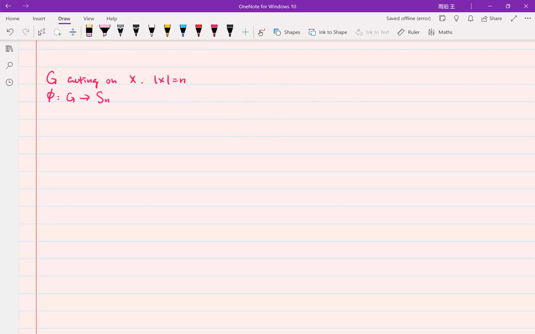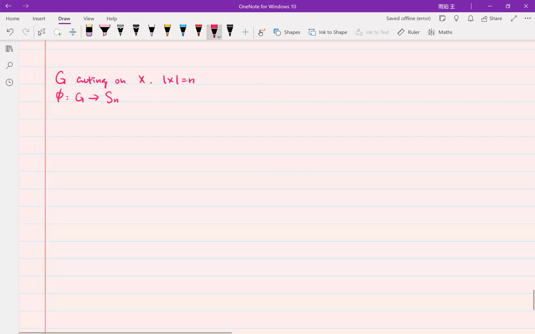Recall the definition of homomorphism. We have two properties we have to guarantee. The first one is that phi of 1, so phi of the identity in G, goes to the identity element in Sn. So phi of 1 permutes X in a way that doesn't change any element. So we can have 1 go to 1, 2 go to 2, 3 go to 3, etc. In other words, phi of 1 of any element x in X equals x itself.